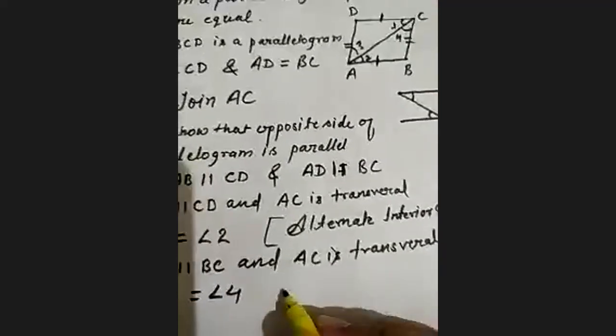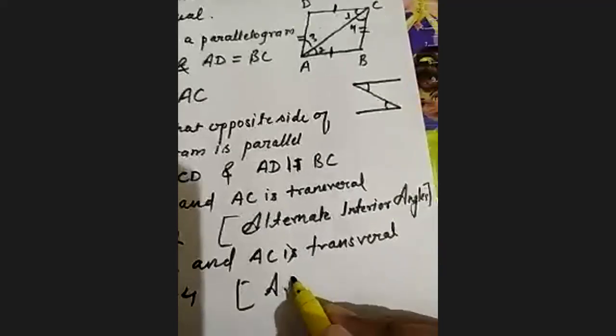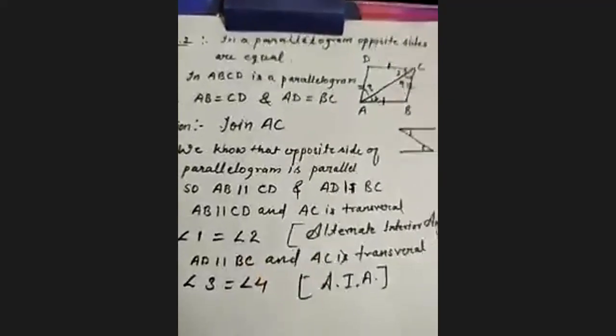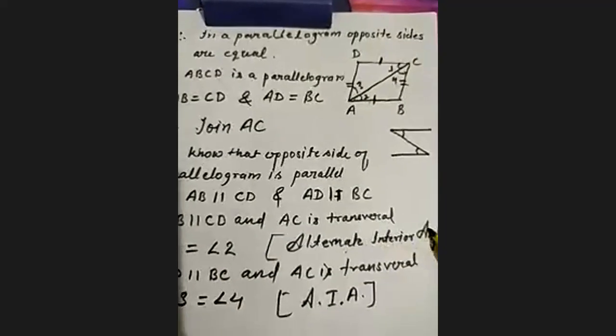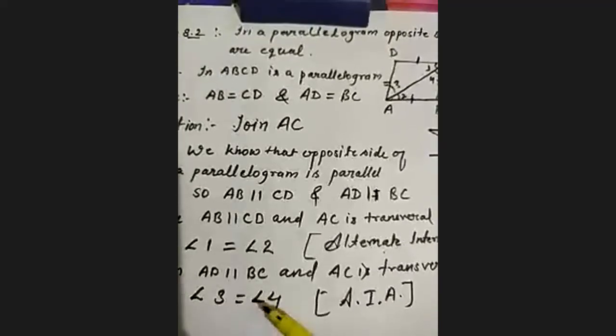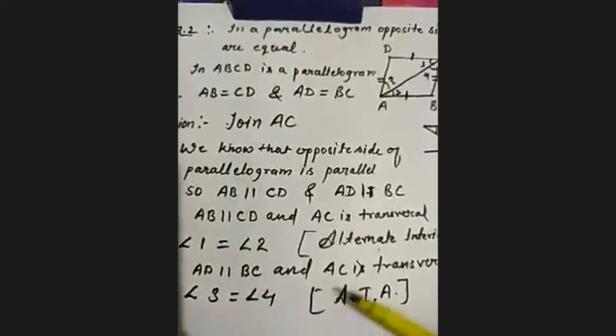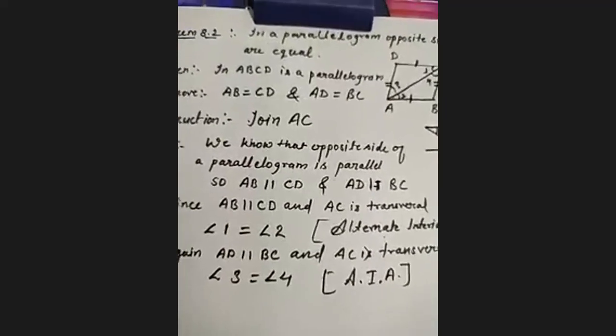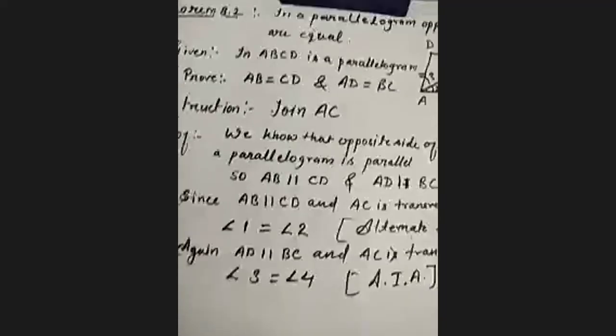So angle 1 and angle 2, how are they equal? Because they are alternate interior angles, and similarly angle 3 and angle 4 are also equal because they are alternate angles. Okay, is it clear so far, children?